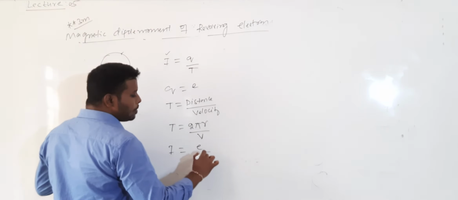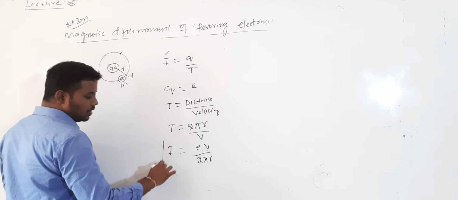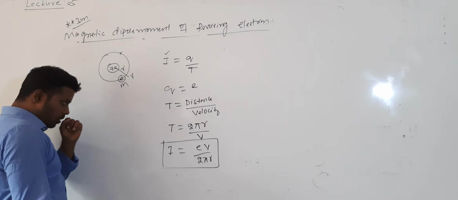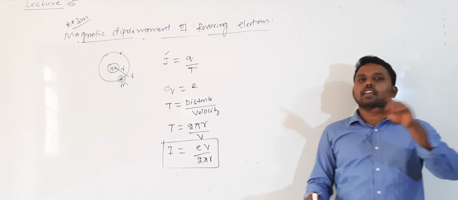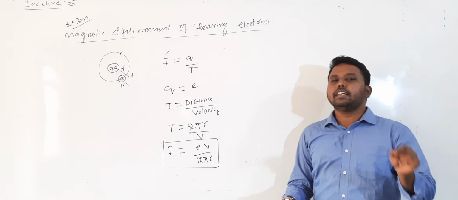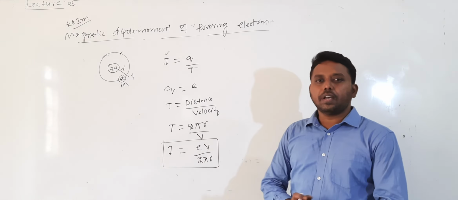So the answer for I is e by 2πr/v, so v goes to the numerator. This is the expression for current. When an electron of charge e moves in a circular orbit of radius r with a velocity v, the current is given by I = e v / 2πr.